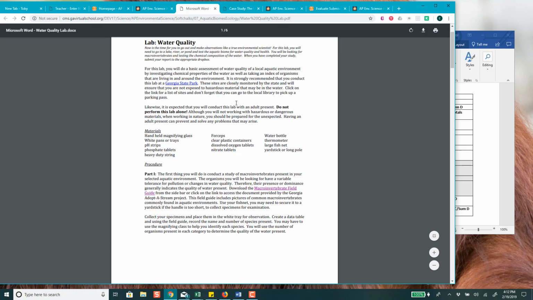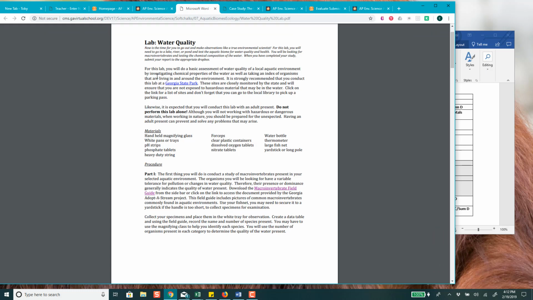You want to go to a state park with an adult. That way, you know the water is fairly clean and the water's been monitored. If you click on the link, you can find the state parks, and then the library can actually give you a parking pass.